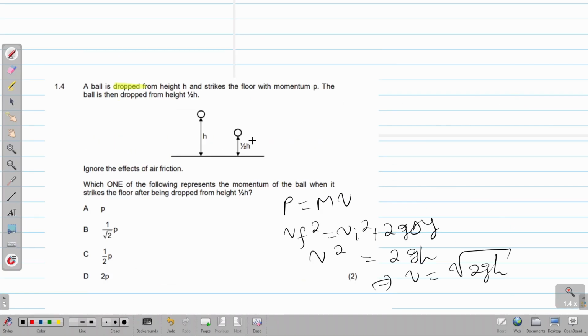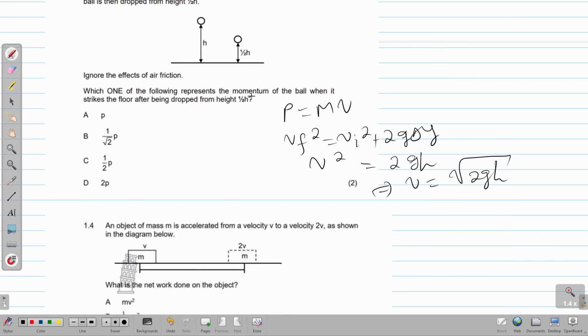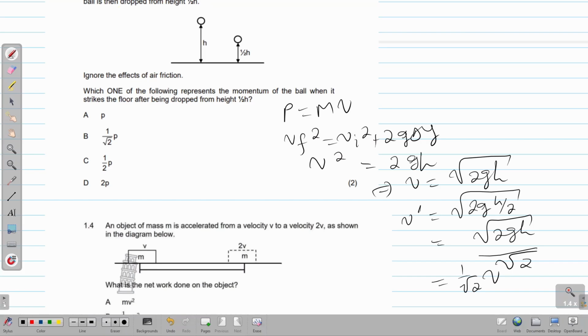And then what happens is that if you change h by a factor of 1 over 2, then our v prime is going to be the square root of 2g h over 2, which is equal to the square root of 2gh over square root of 2, which is 1 over root 2 times the original velocity, which is the square root of 2gh. So the correct answer there is number B, 1 over root 2 times p.